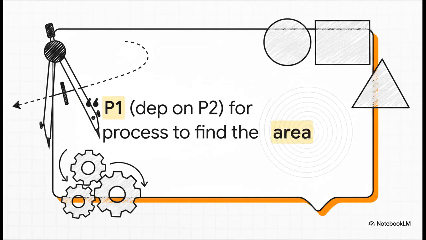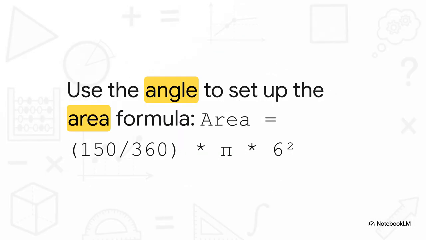Okay, the final process mark depends on what you just did. You have to actually use the angle you just found to set up your area calculation. It shows your work as a logical chain, one step leading to the next. So this is the final setup for this method. The area of our slice is the fraction of the circle it is, that's 150 over 360, multiplied by the area of the whole circle, which is pi times our radius, 6 squared. Get this line written down, and you have locked in all 3 process marks.